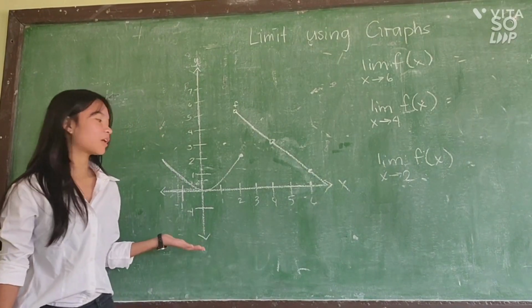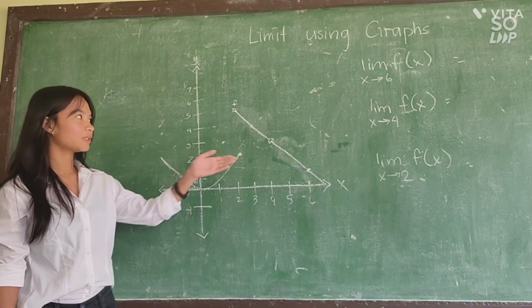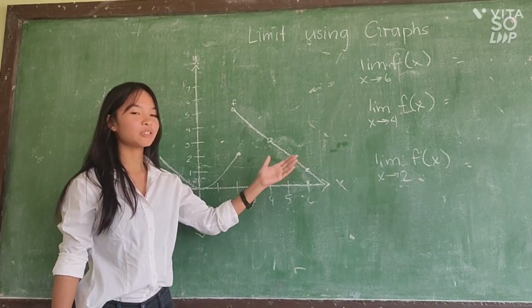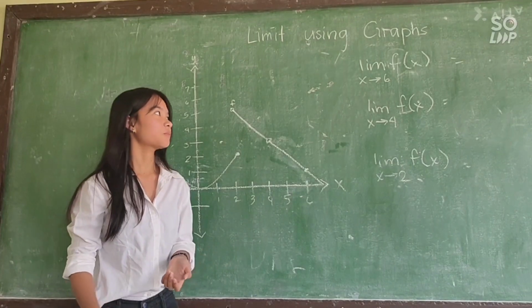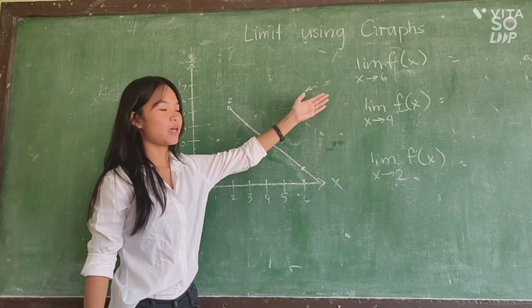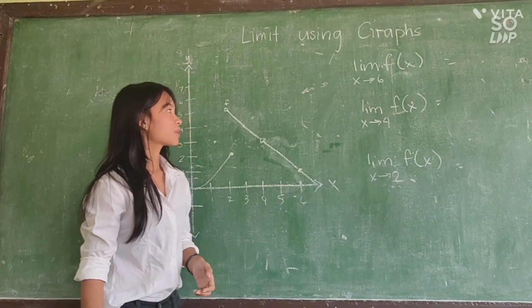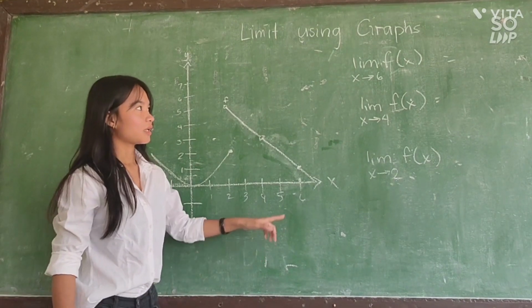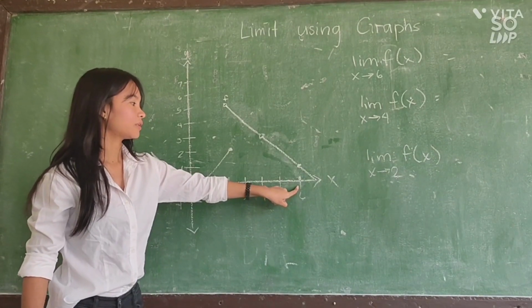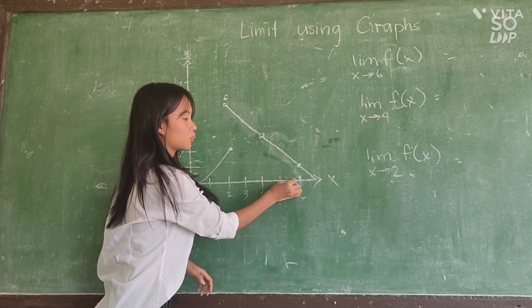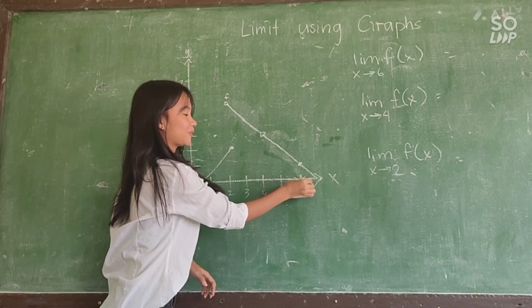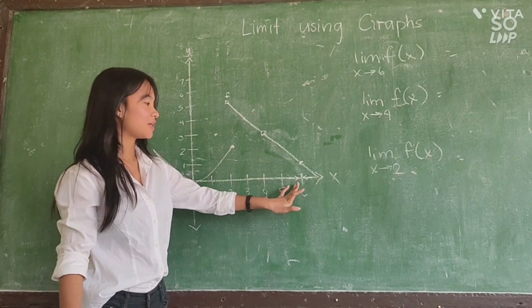So, we have a graph here. This is the y and this is the f of x. So, also, we have three different limits to solve. First, we will solve the limit of f of x as x approaches to 6, as x approaches from the left and approaches from the right. So, we have here the both sides.